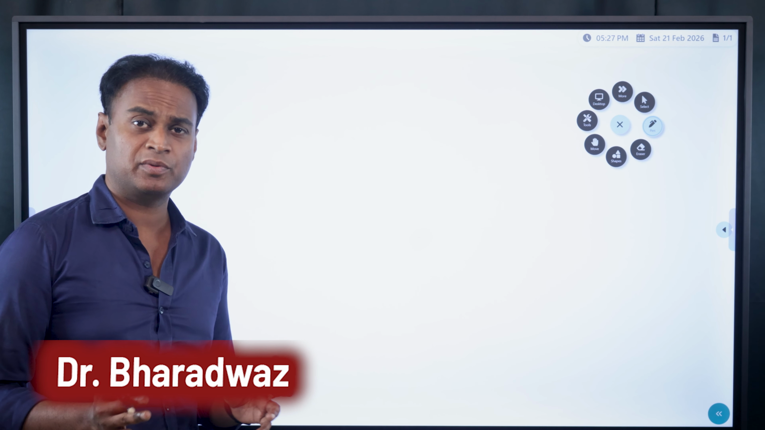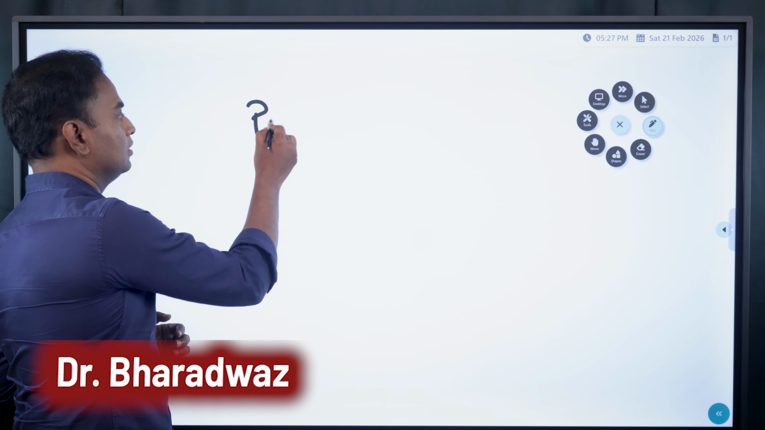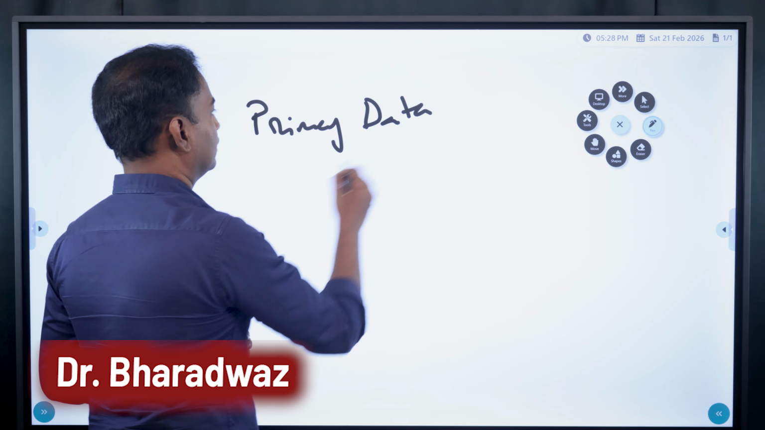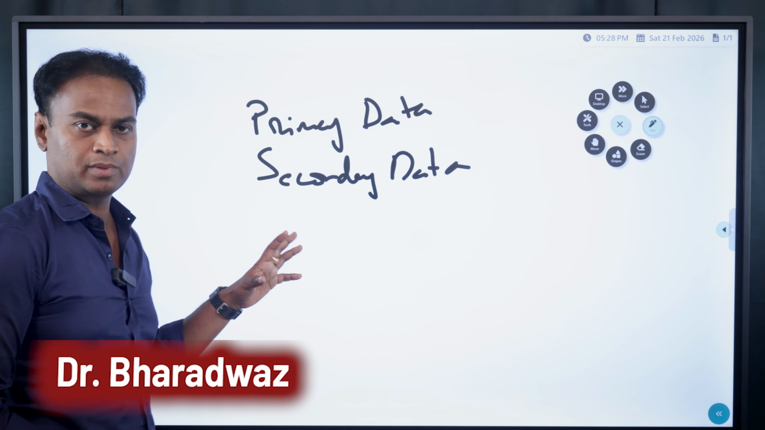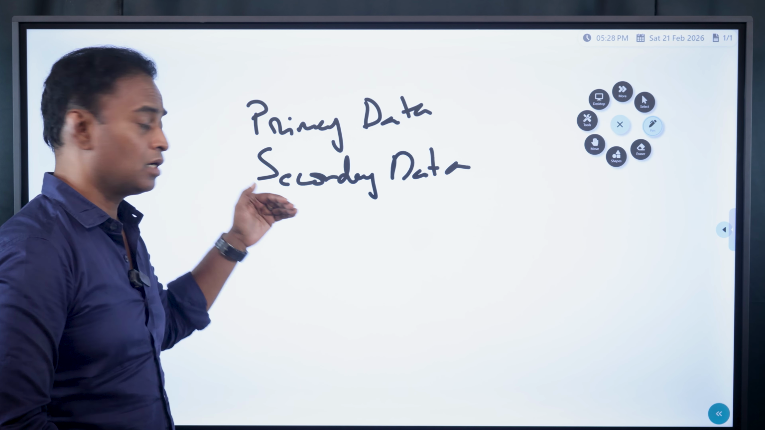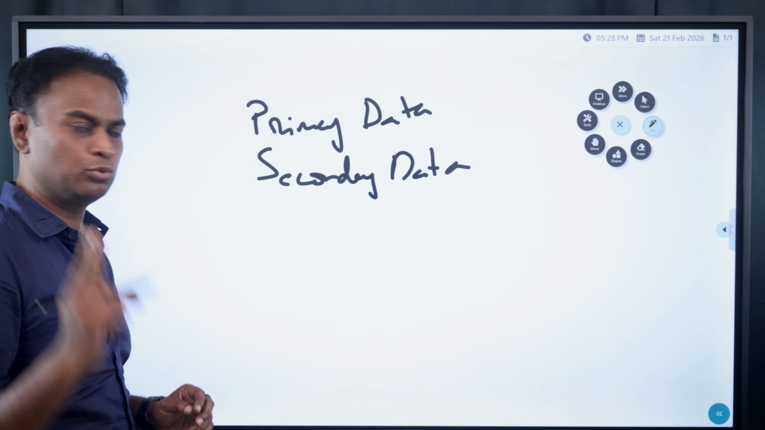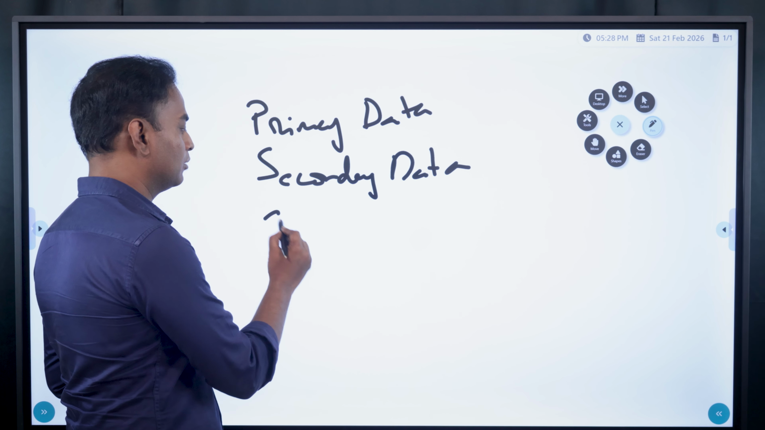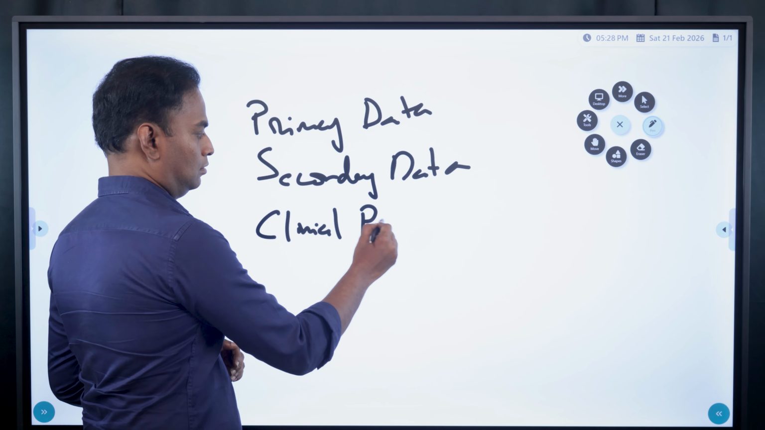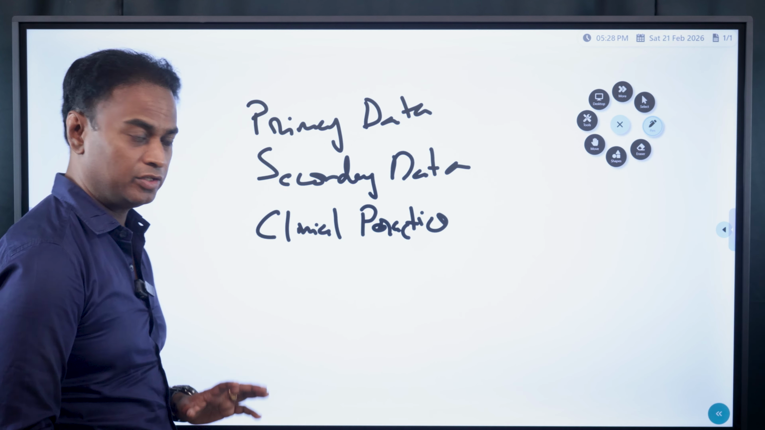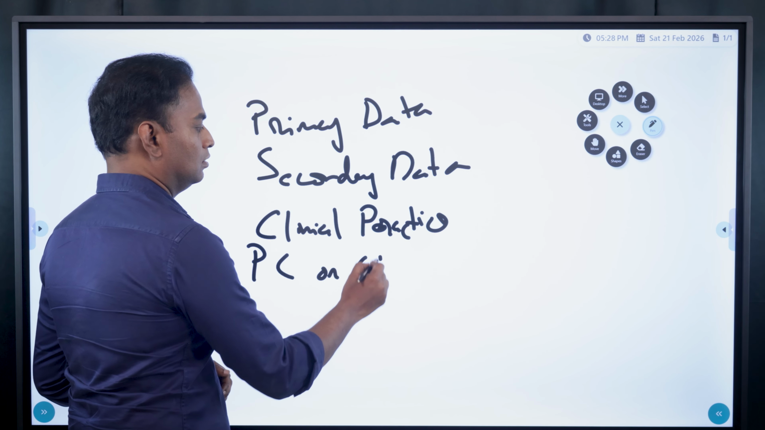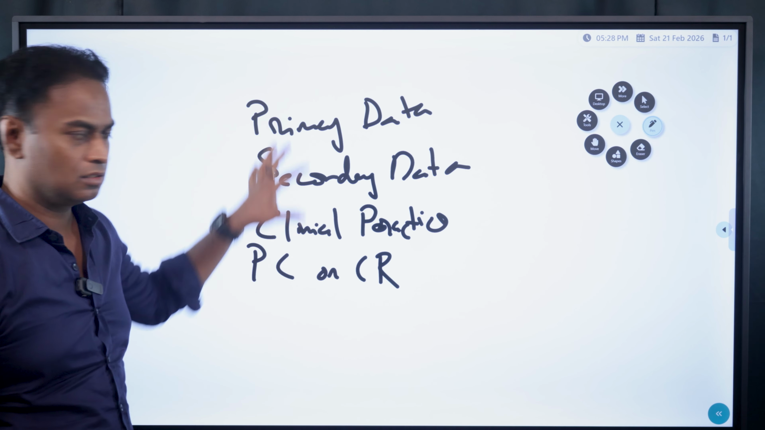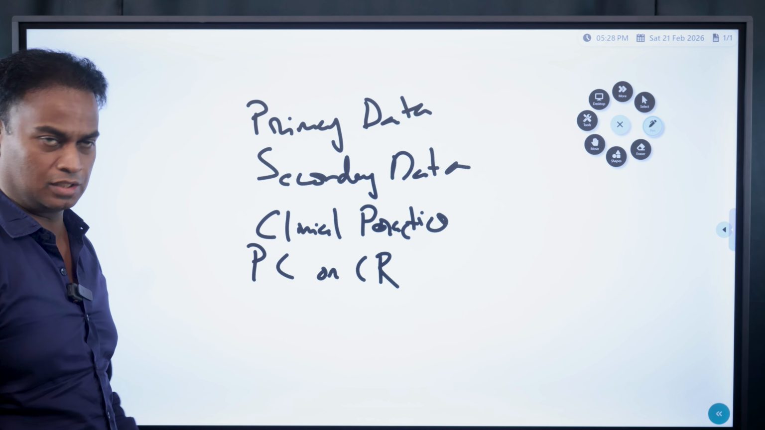Today we will discuss the topic: define primary and secondary data. What makes primary data? What makes secondary data? And with examples, we are going to take two examples. One is for clinical practice, and the second example we are going to take from a preclinical or clinical research example. So these are the four topics we are going to discuss now.